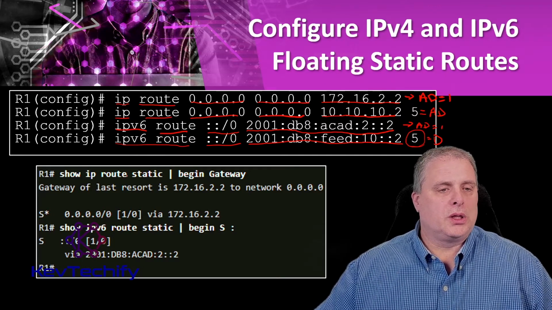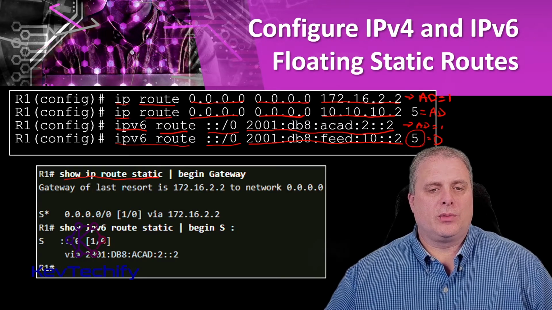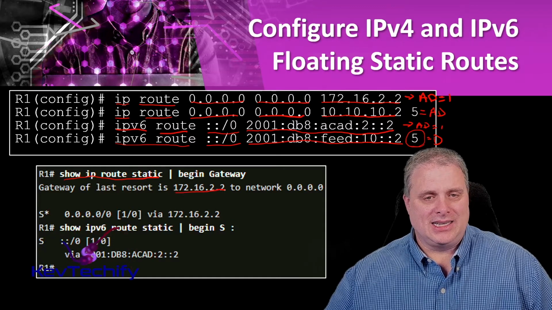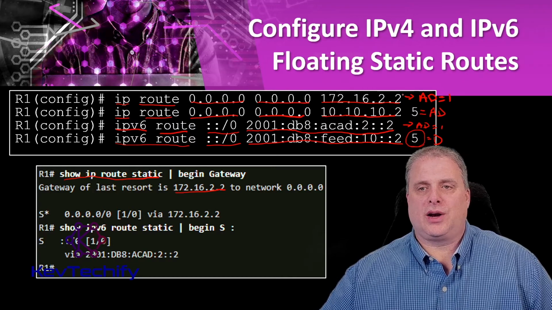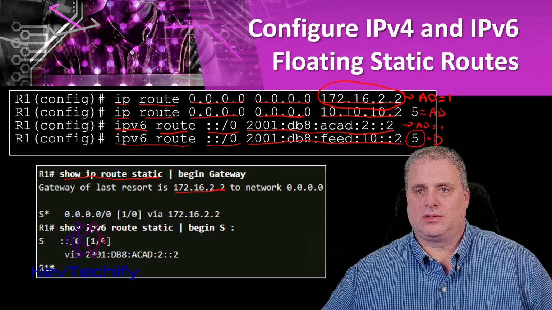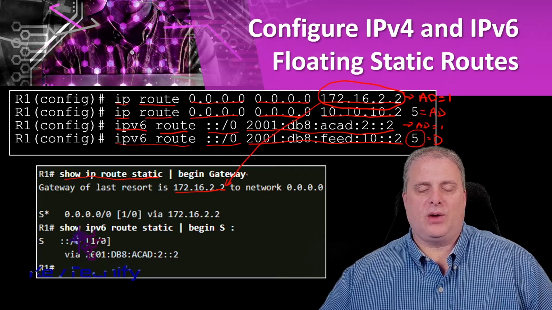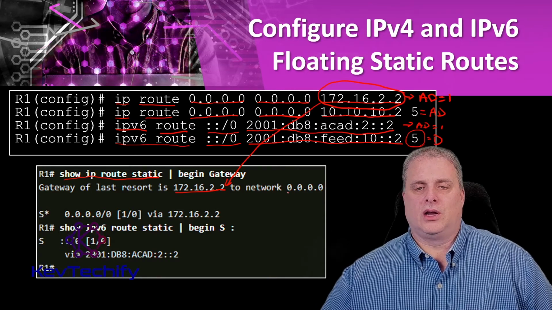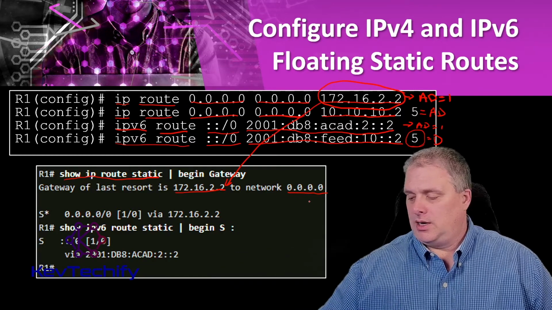Now, how we go through and look at that: down here we have a show ip route static, and we're going to begin with the gateway. Now our gateway of last resort is set. Notice that's what we entered right here. So our default static route is also labeled as our gateway of last resort. That's what it is, and that's to network 0.0.0.0. We don't care what network it is, we're just going to send it all that way.